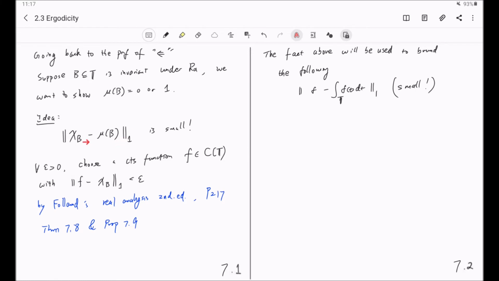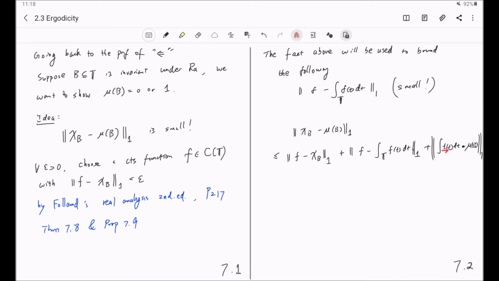Remember, we want to split this into 3 parts using the triangular inequality. So you get 2 parts, and you know the rest. So you're going to split this into: the first part is f minus chi sub B in L1 norm, the second part is the difference between f and the average of f in L1 norm, and the third part is the difference between the average and mu of B.